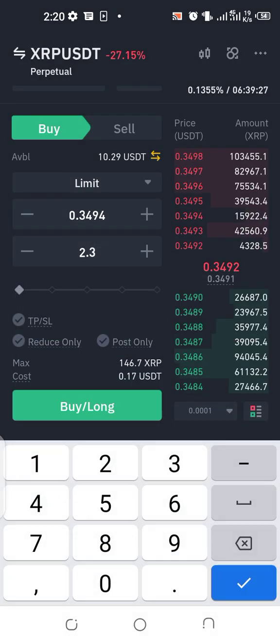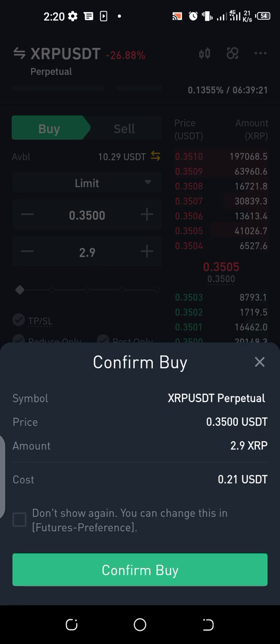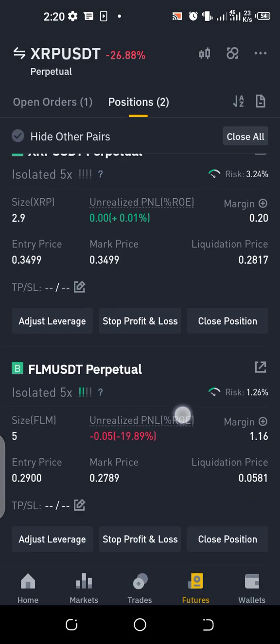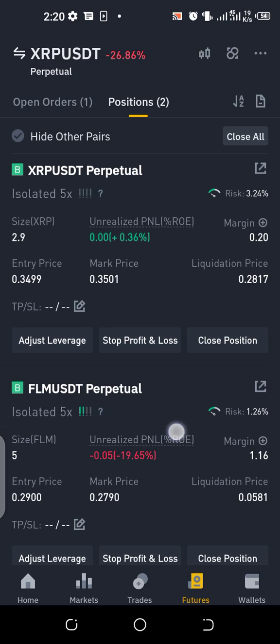Okay, it won't allow us to do that. Can make it up to 2.9, and then we buy. Yes. Alright, so we've created a trade on USDT.